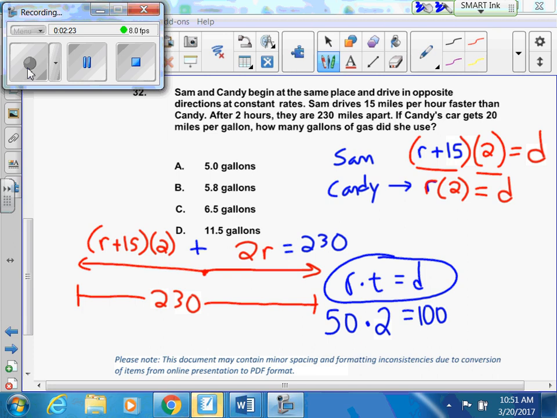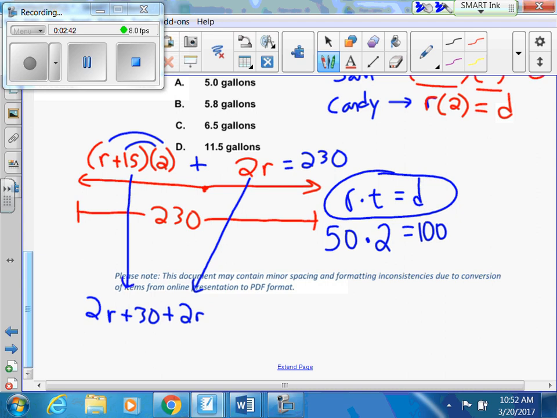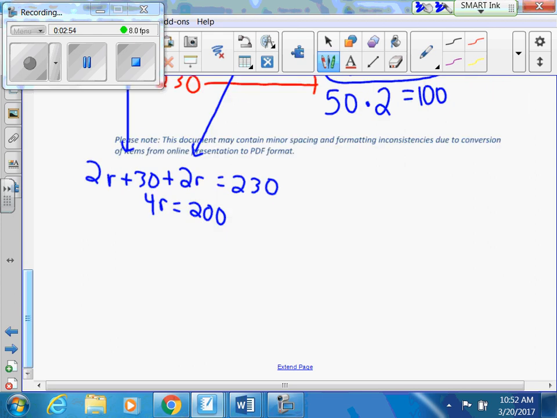And once we get that, we can figure out everything else. So let's go ahead and solve this. We're going to distribute, multiplying R by 2 and 15 by 2. We get 2R plus 30 plus 2R, and that's going to equal 230. Combining them, we get 4R, and then let's subtract 30 on each side. We get 200. And then from here, R is going to equal 50 when we divide by 4.